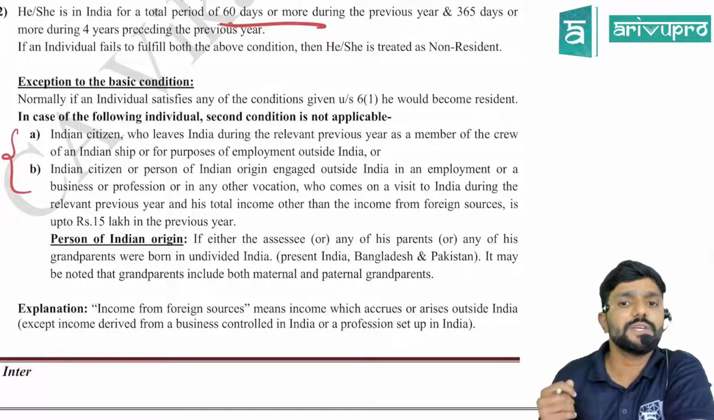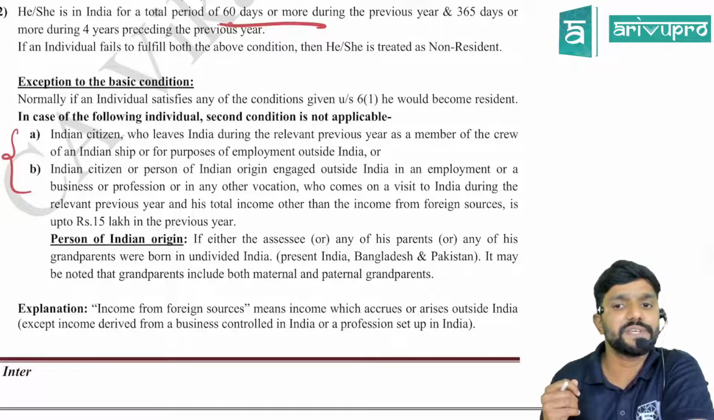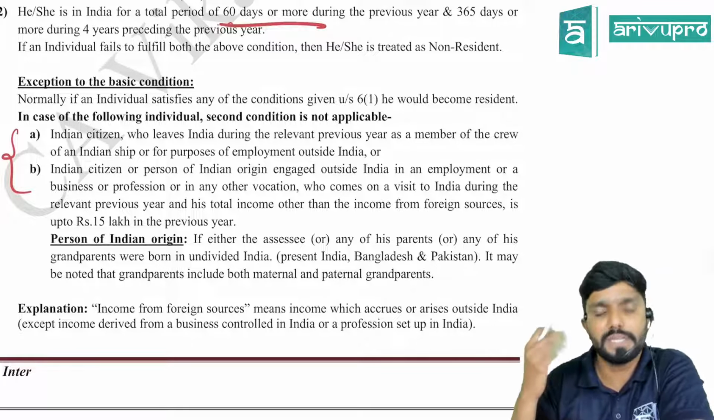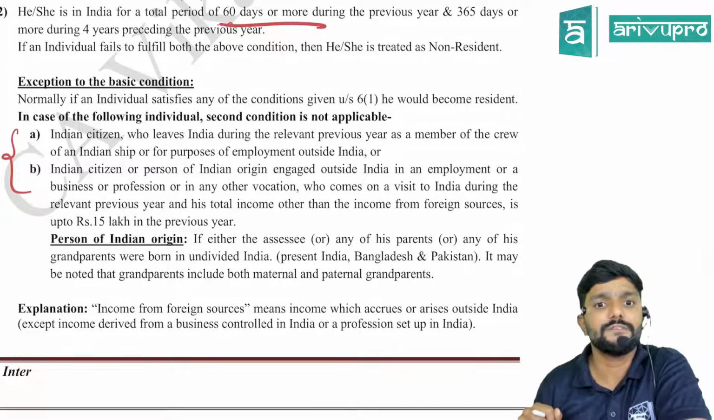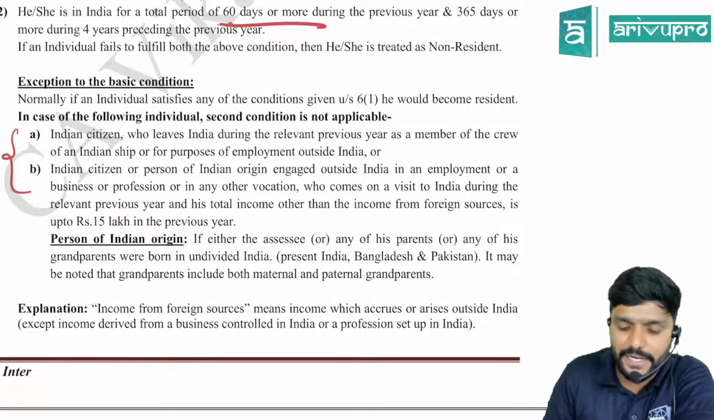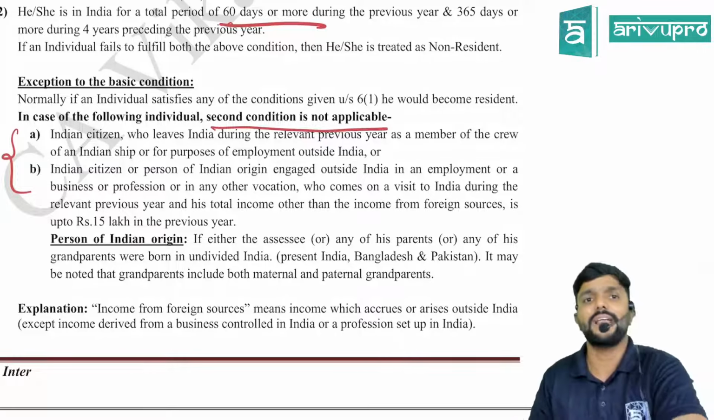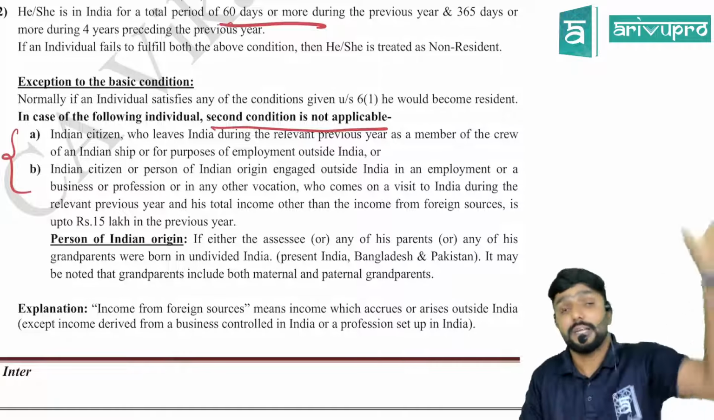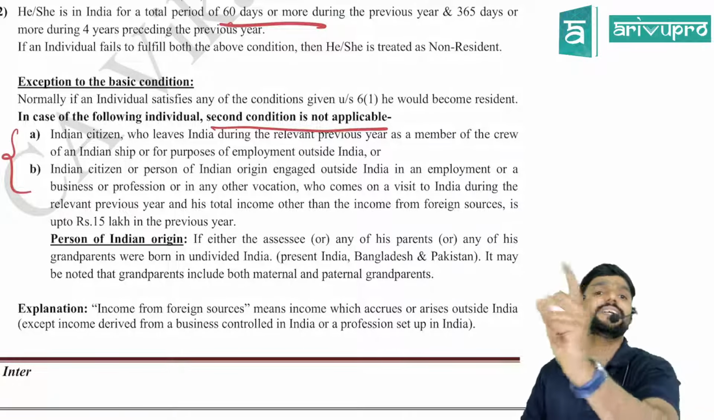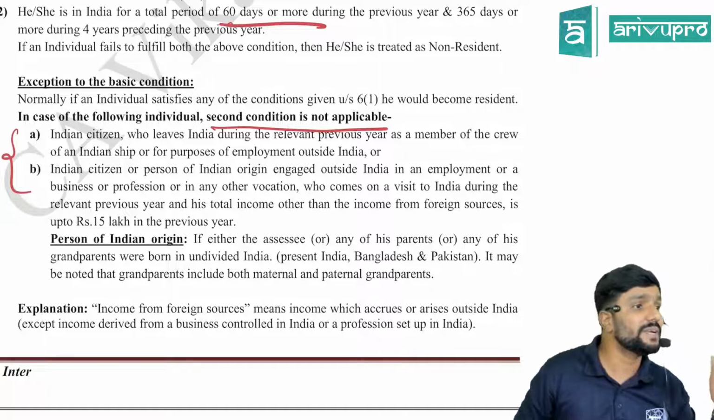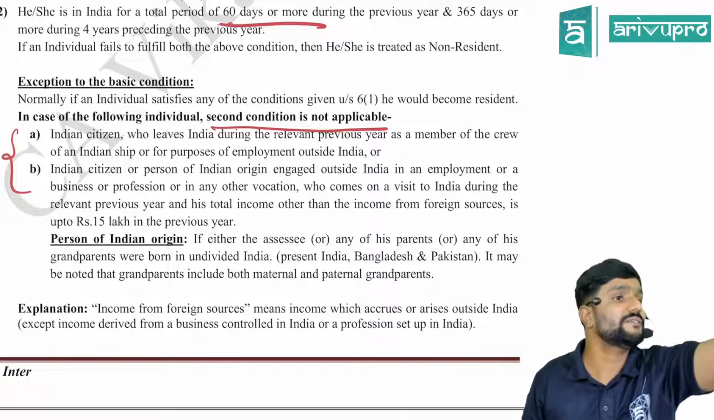Normally, if an individual satisfies any of the conditions given under section 6.1, he would become resident. In the case of the following individuals, the second condition is not applicable. We are not telling straight away "not applicable". Second condition is not applicable. Means when can they become resident? Only if they satisfy the first condition.